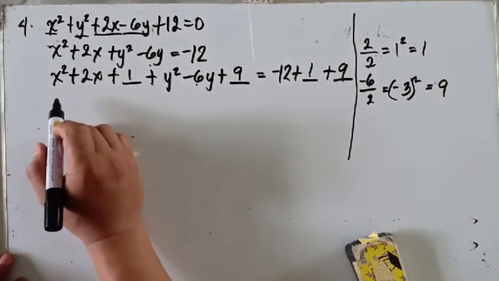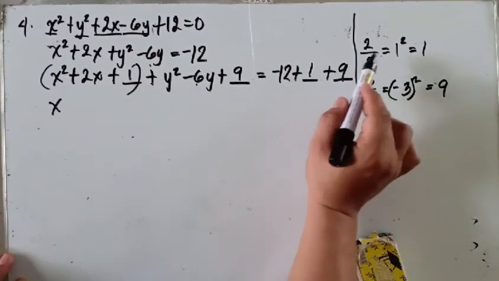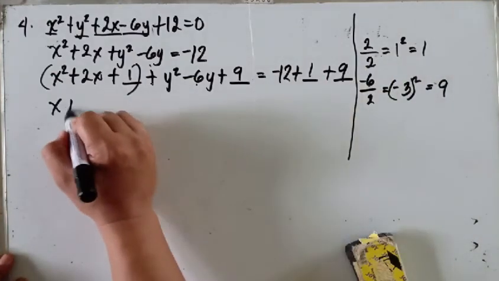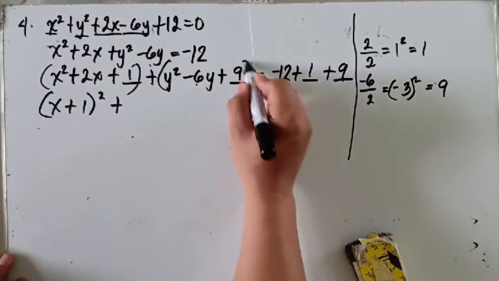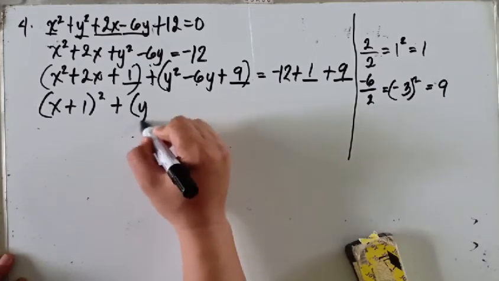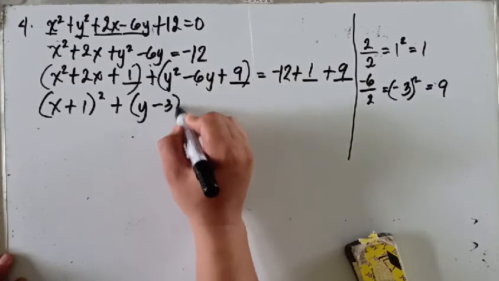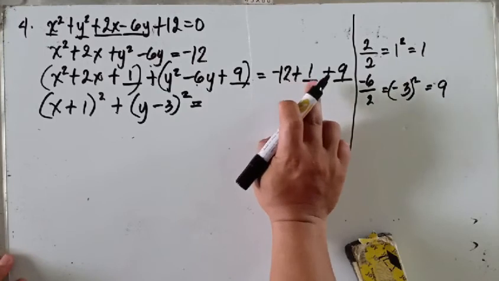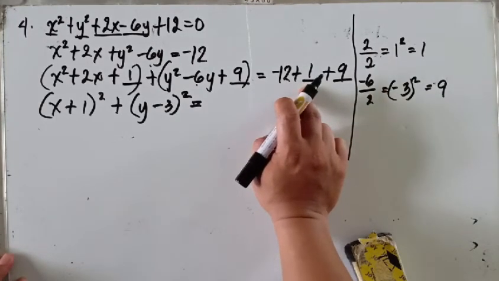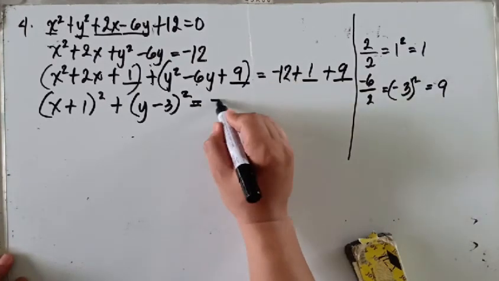Now, we need to factor this out. We have x, 2 divided by 2 is 1. So that's positive 1. Put square, plus factor that out. We have y, negative 6 divided by 2 is minus 3, or negative 3, is equal to what? Negative 12 plus 1, that's negative 11. How about negative 11 plus 9, that's negative 2.